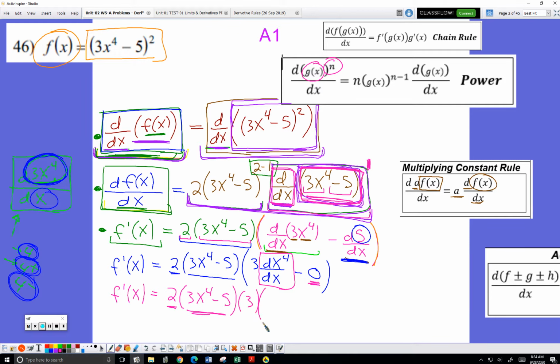Now I'm going to apply the rule. So I bring down the 4. And I have the x. New exponent will be 4 subtract 1. Then I would have d over dx of just x. I simply apply, there's no minus 0 anymore. You don't have to write that. I simply applied the power rule. My n was 4. My g of x was x. Here's my 4 minus 1. Now I've got d over dx of just the x.